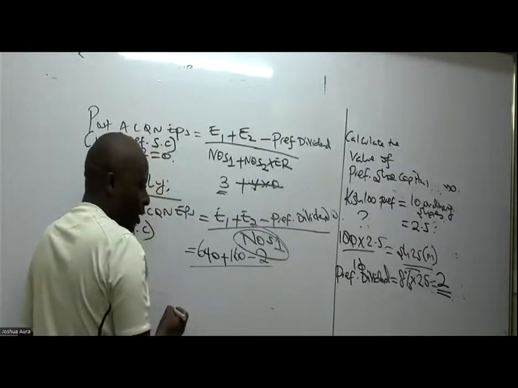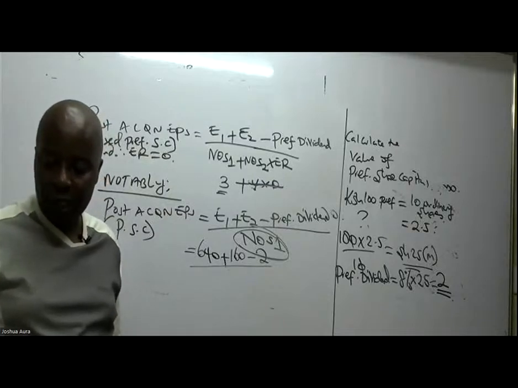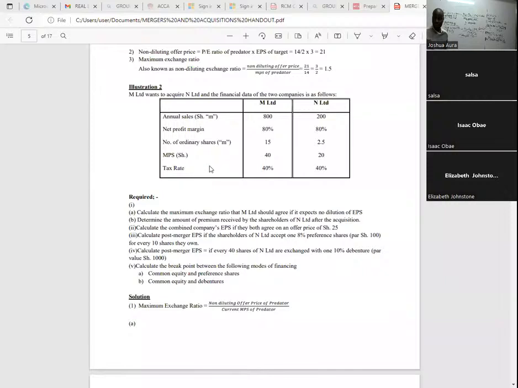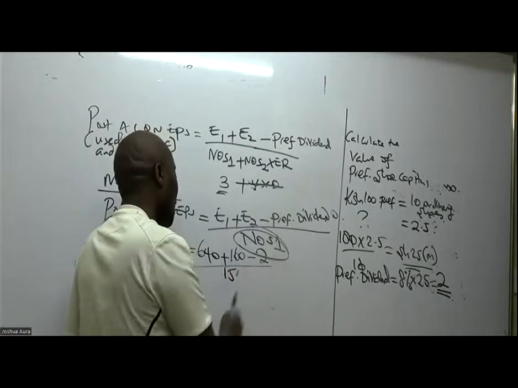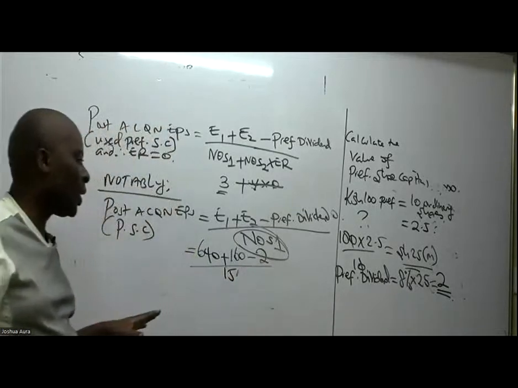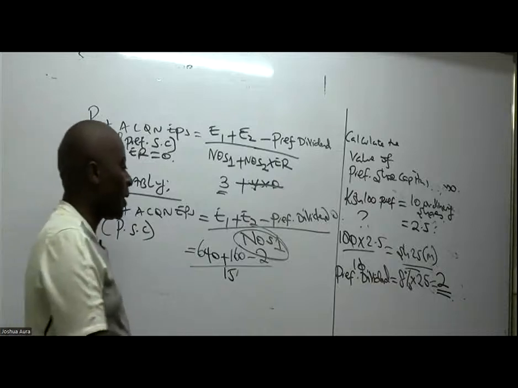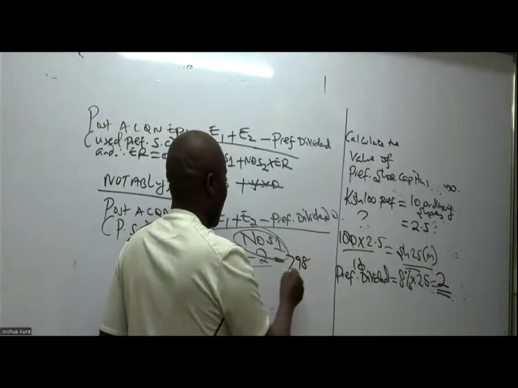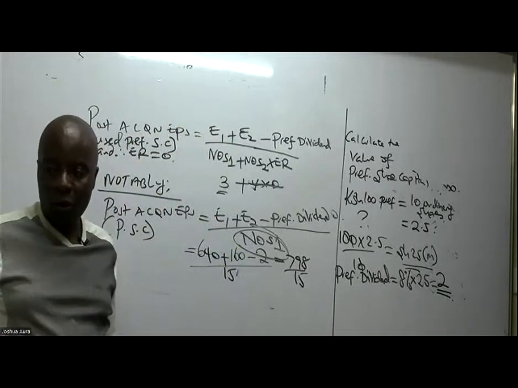How about the number of ordinary shares of the first company, which is company M? You have given me a figure of 15. So divided by 15. Here you have to go slowly. First of all, get the numerator: 640 plus 160 is 800, minus 2 is 798. So we have here 798 divided by 15. That's how you do it. So 798 divided by 15 gives me what figure at the end of the day?